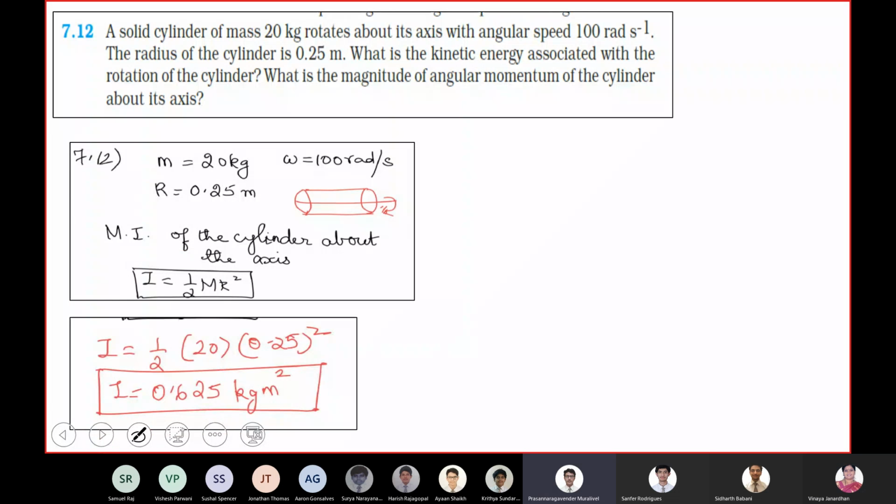Ma'am, where do we write this? You write it in your notebook, no problem. Just write. There is no need to copy down the question. Just write 7.1 to text. Okay, ma'am. I is equal to 0.625 kilogram meter squared.